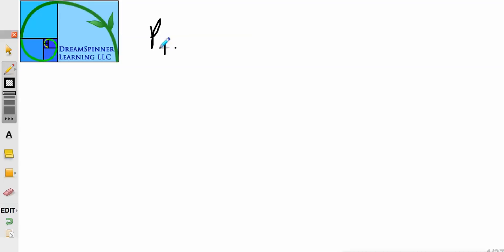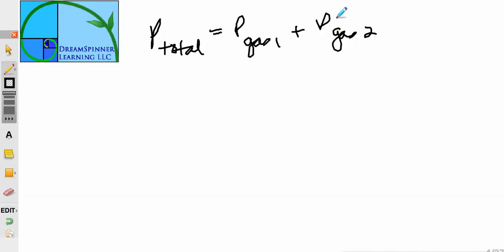Basically what we're dealing with is Dalton's Law, which says that P total equals P of gas 1 plus P of gas 2, given that P equals the pressure. So the first problem I would like to go through, and I think in doing that, you'll get a sense for really how easy this is.